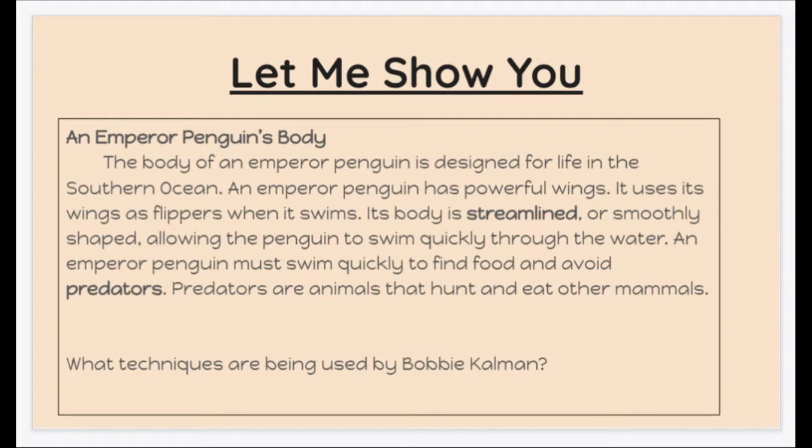So what are some techniques being used here by Bobby Kalman? I noticed that she's bold printing some vocabulary words, those content-specific words, and she's defining them right there in the writing. Its body is streamlined, comma, or smoothly shaped, comma. And then the next one, she finishes with the word predators and gives us the definition in the following sentence. She also uses some description, uses its wings as flippers while it swims.